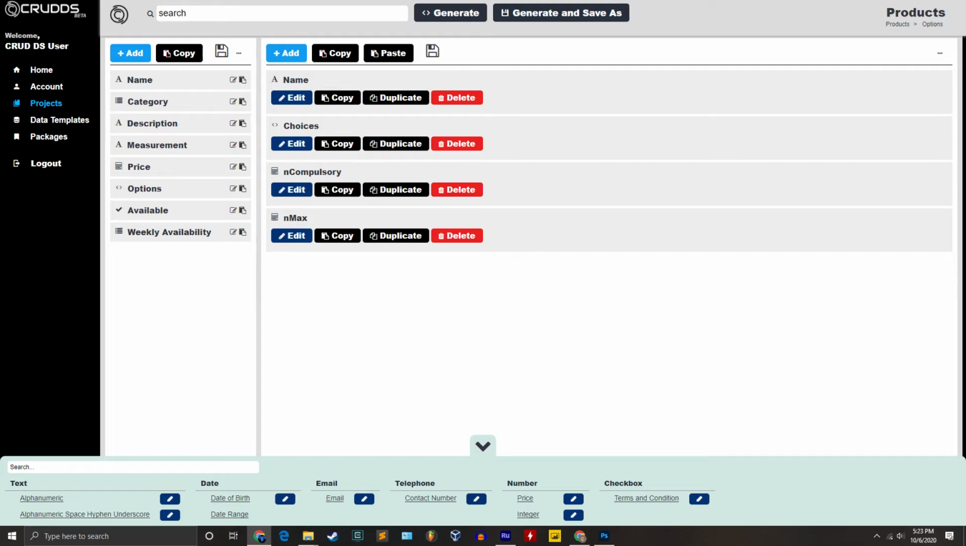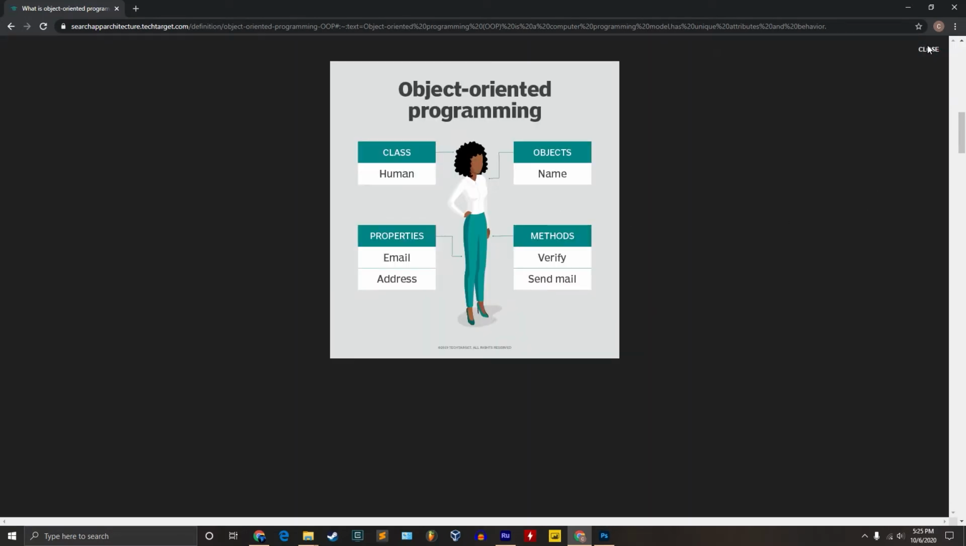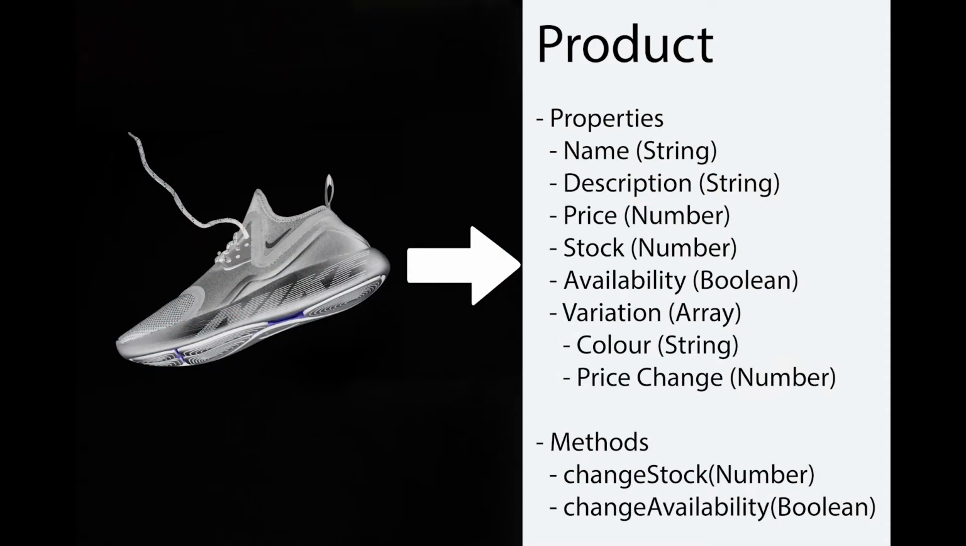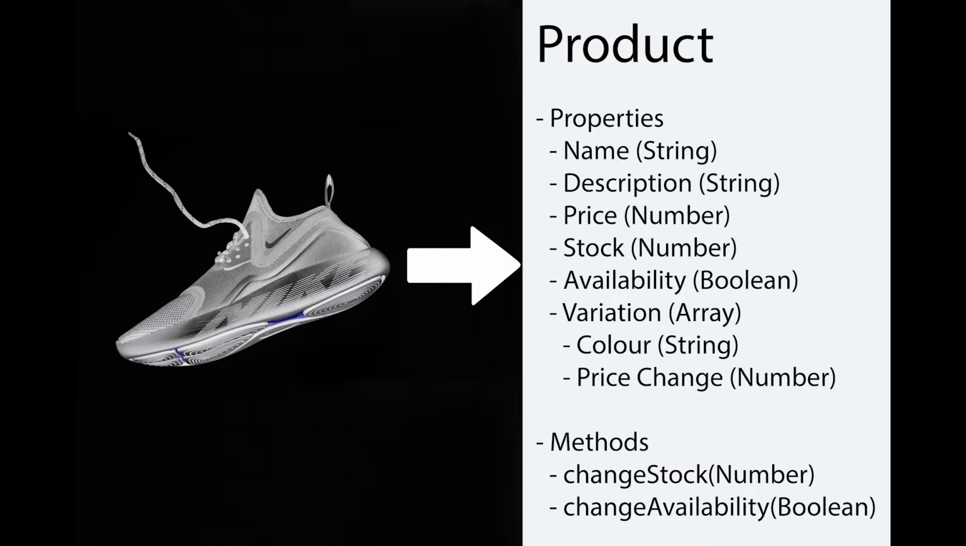Data structure. You may or may not have heard of object-oriented programming. It basically is what its name suggests. Everything is an object. It is the process of converting real-life physical or abstract objects into programming code, so that your code will be easier to maintain, adaptable, and reusable.